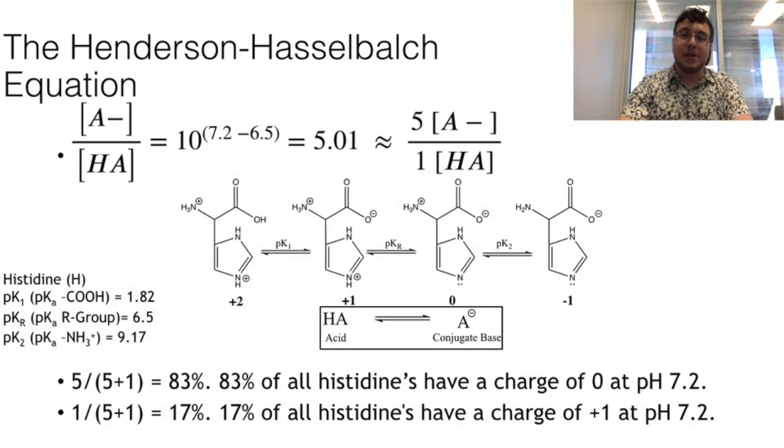So, from this ratio, we can determine the percentage of each species at that pH, and therefore the general charge. When considering the ratio of 5 to 1 at this pH, the acid form is the +1 species, and the conjugate base is the neutral species of histidine. So for every 6 histidines, 5 will be neutral and 1 will be positive. This gives us about 83% neutral and 17% positive. So we have a net charge of about positive 0.17.